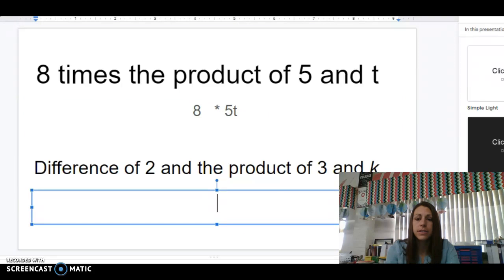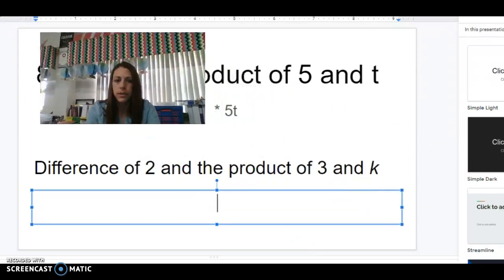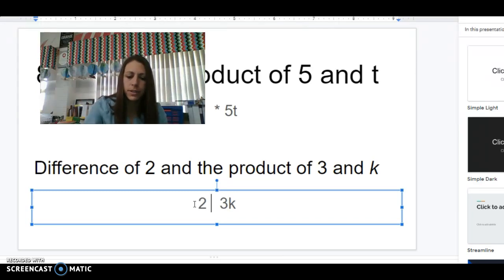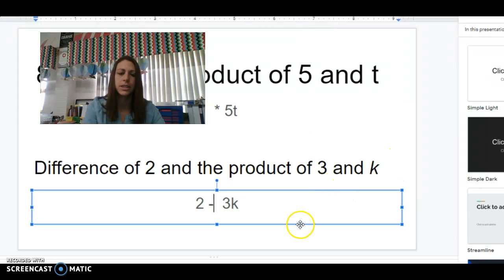Now we have the difference of 2 and the product of 3 and k. We know that the product of 3 and k is going to be 3k, so that means multiply. And then we have the difference, which tells us we're going to subtract. So we get 2 minus 3k, which is the product of 3 and k. Don't get that confused with addition.